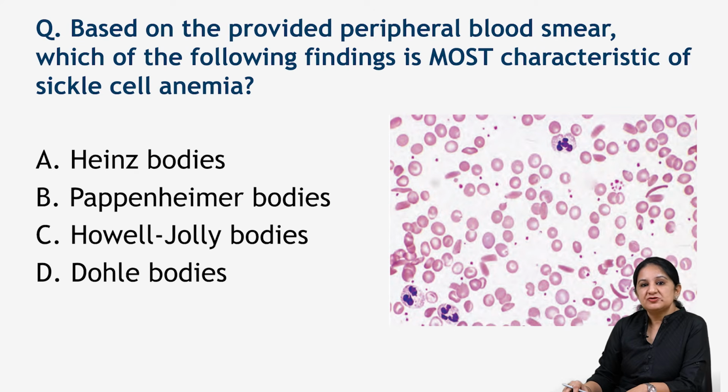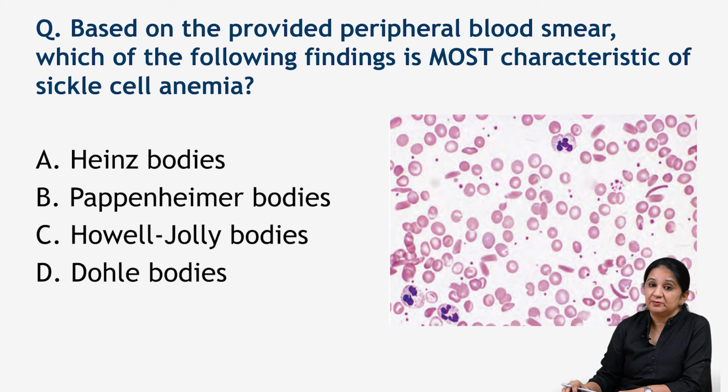Now, based on the provided peripheral blood smear, which of the following is the most characteristic of sickle cell anemia? Right, they've told you it's a case of sickle cell anemia. We can see sickling of the cells also. What is the most characteristic inclusion body that you see in sickle cell anemia? These are your Howell-Jolly bodies seen in sickle cell anemia.